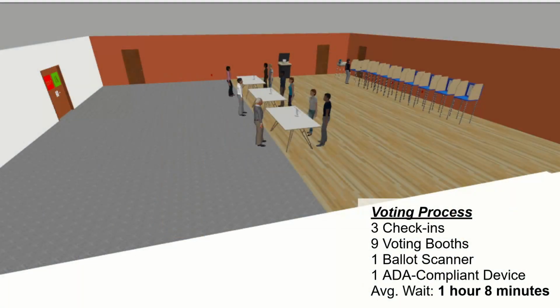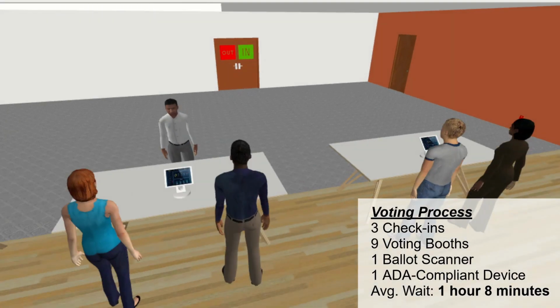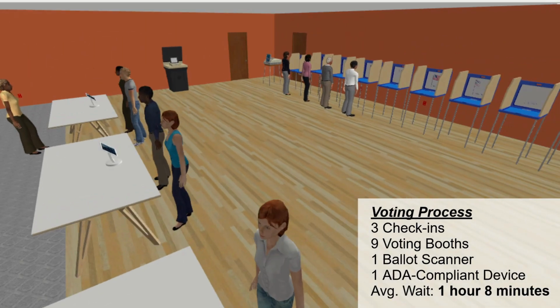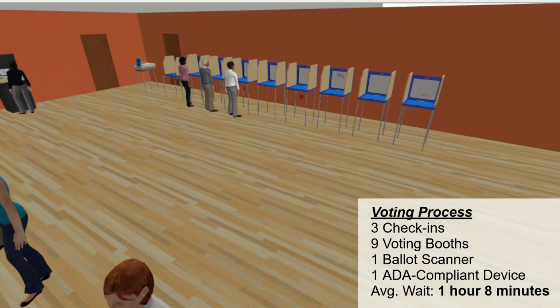A visual representation of the voting process is shown on screen, with voters entering the polling location, joining a queue to check in where they receive a paper ballot, then traveling to privacy booths where they mark their ballot by hand. After marking their ballot, the voter then travels to a ballot scanner where they submit their ballot.